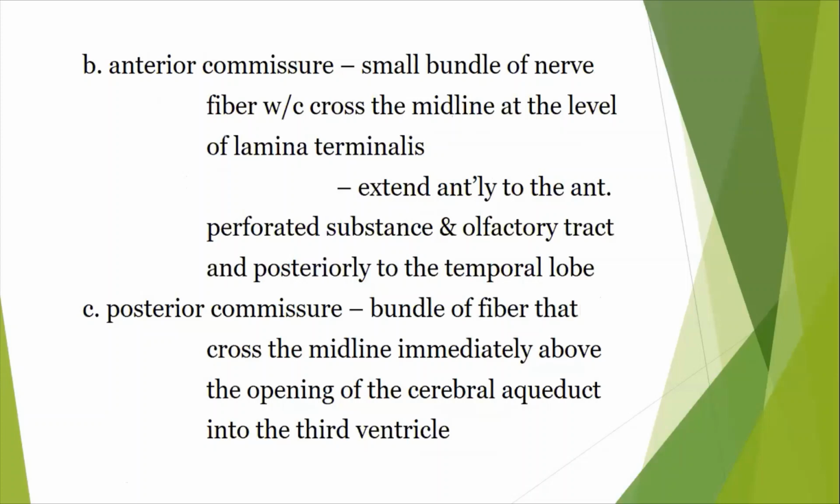Then you have the anterior commissure, a small bundle of nerve fibers which cross the midline at the level of the lamina terminalis. It will extend anteriorly to the anterior perforated substance on the olfactory tract and posteriorly to the temporal lobe. Then you have another commissure, the posterior commissure. This is a bundle of fibers that cross the midline immediately above the opening of the cerebral aqueduct into the third ventricle.